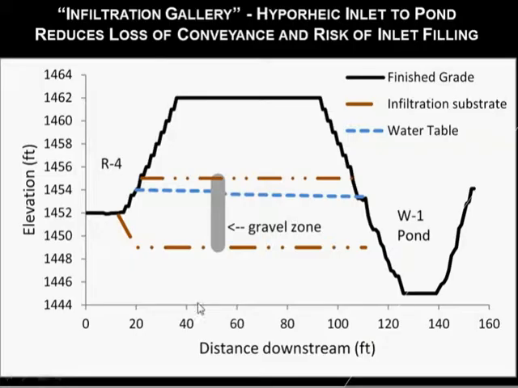And then this is just showing a cross section of that split flow here, with the hyporheic, groundwater connection to the pond, and then there's another hyporheic connection back out to the alcove.